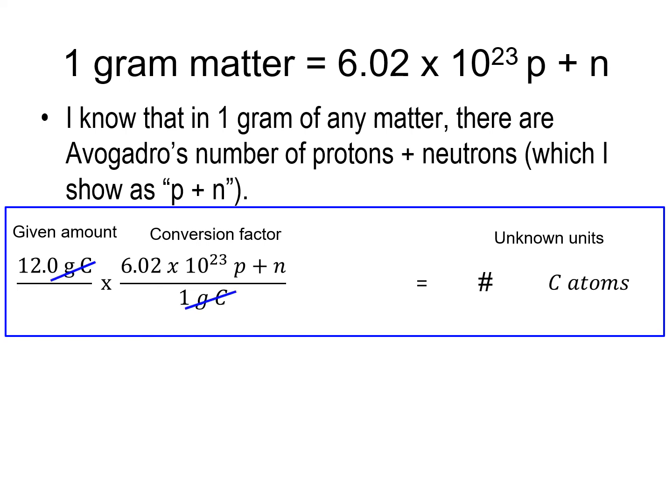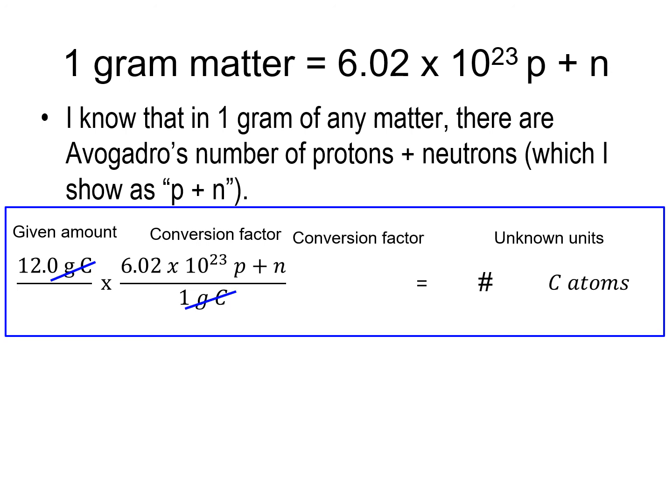You might notice that the grams of carbon on the top and the grams of carbon on the bottom are ultimately going to cancel each other. So I like to cancel them out as I go so I can pay attention to what units I'm working with. The units that I'm left with is protons plus neutrons. That's not the units that I want. I want a count of carbon atoms. That means I need to do another conversion factor.